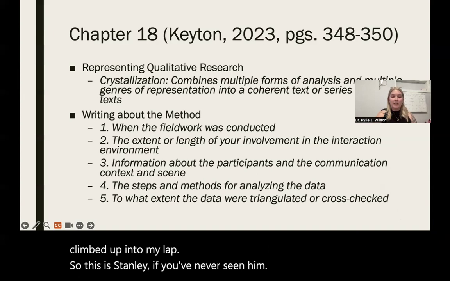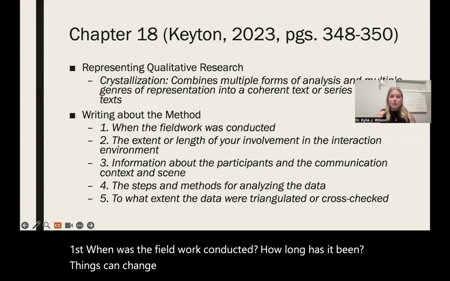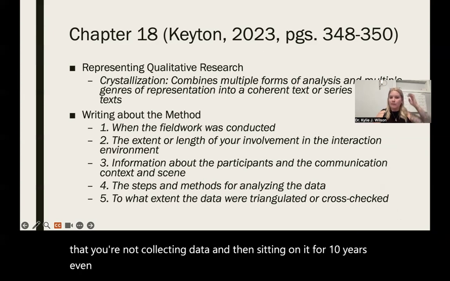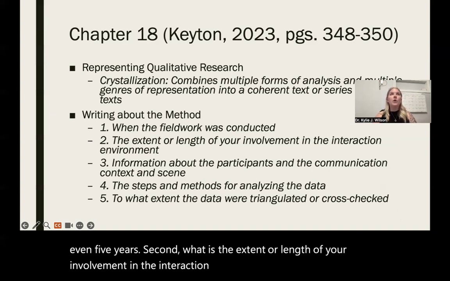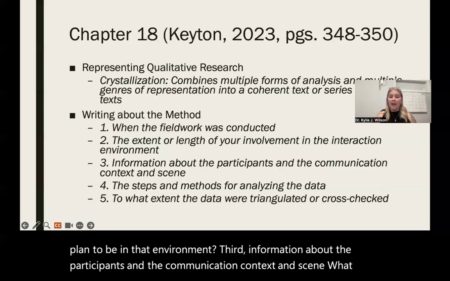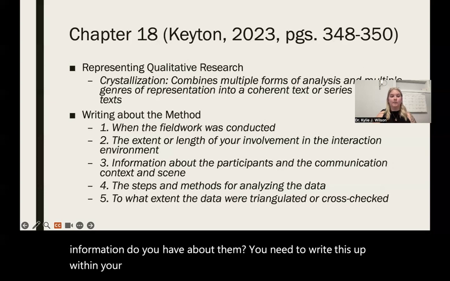First, when was the fieldwork conducted? How long has it been? Things can change relatively quickly, so you want to make sure that you're not collecting data and then sitting on it for 10 years, even 5 years. Second, what is the extent or length of your involvement in the interaction environment? How long do you plan to be in that environment? Third, information about the participants and the communication context and scene. What information do you have about them? You need to write this up within your method section.